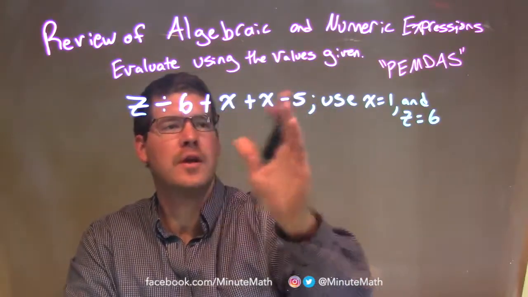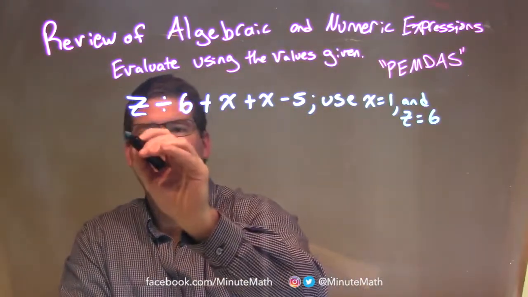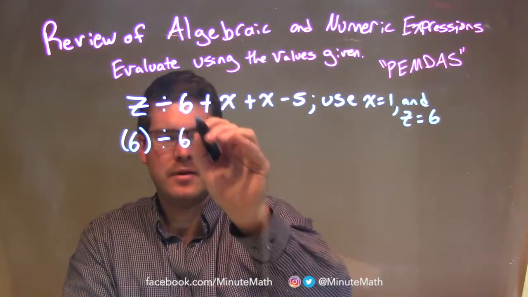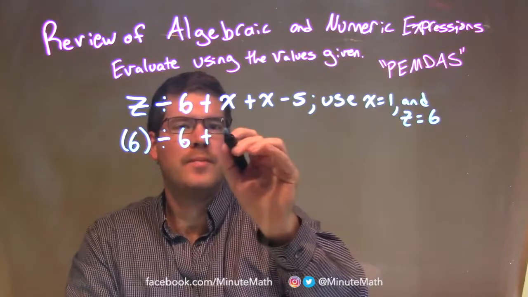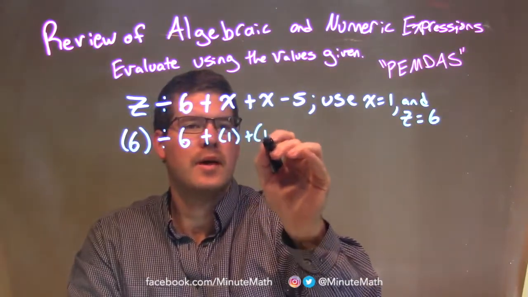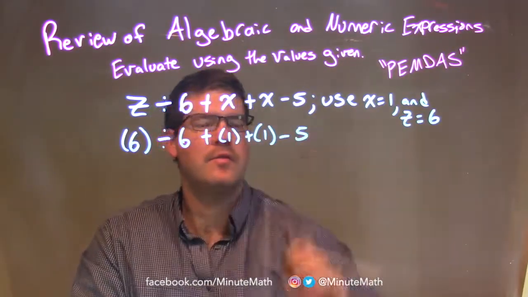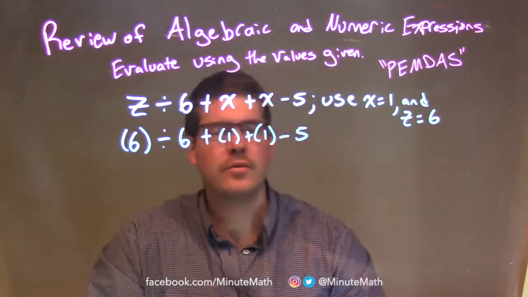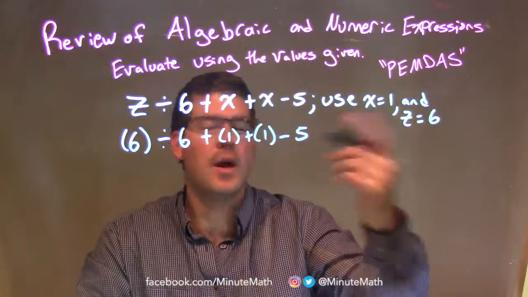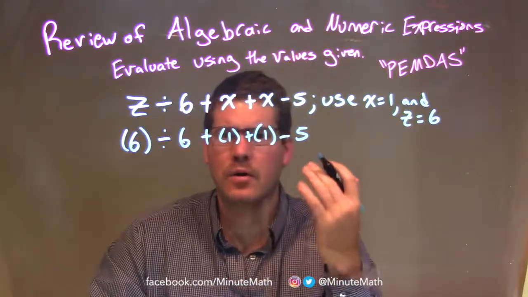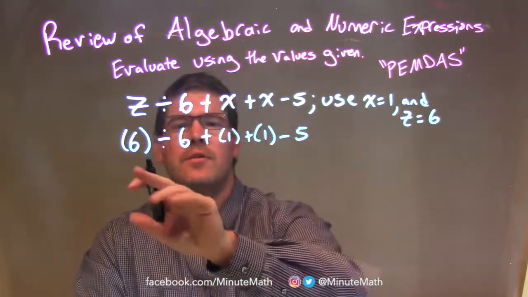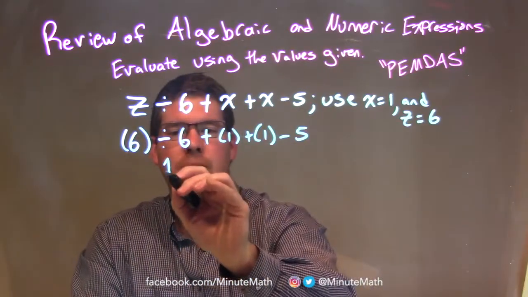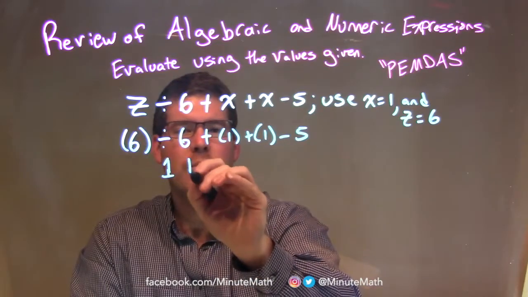So when I'm going to substitute it in, when I see a z, I'm going to put a 6. So I'm going to put a 6 right there. And then I'll rewrite everything else. 6 comes out, plus x is a 1, plus x is a 1, minus 5. Okay? So I put parentheses around the variables when I substitute them to have the number. So now let's follow our order of operations. Division first. 6 divided by 6 comes first. That is just a 1. Then we can bring down everything else.